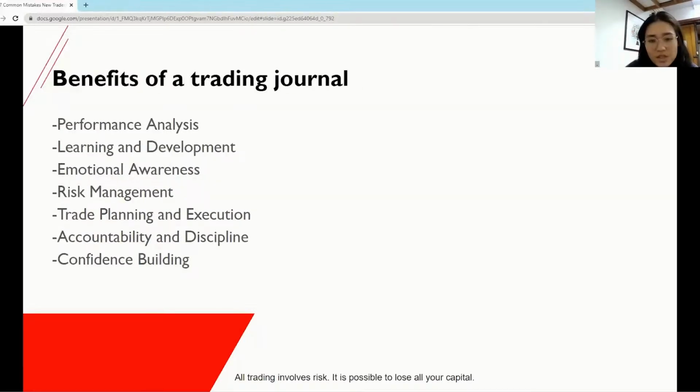Okay, so using a trading journal offers several advantages. I'm just going to briefly go through this. Firstly, we have performance analysis, which allows you to analyze your trading performance in a systematic and objective manner. So same thing, we mentioned this earlier, so I'm not going to get into that. Learning and development. So basically reflect on your decision-making process, identify errors or missed opportunities, and then learn from your experiences.